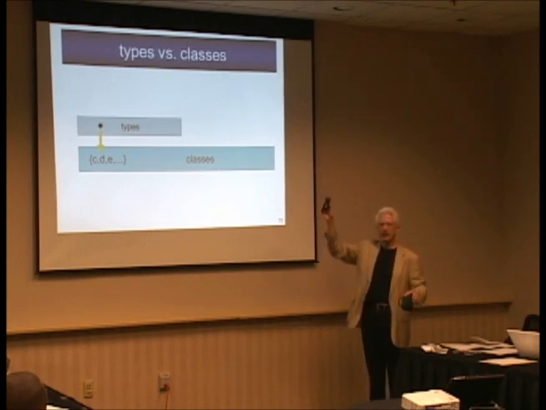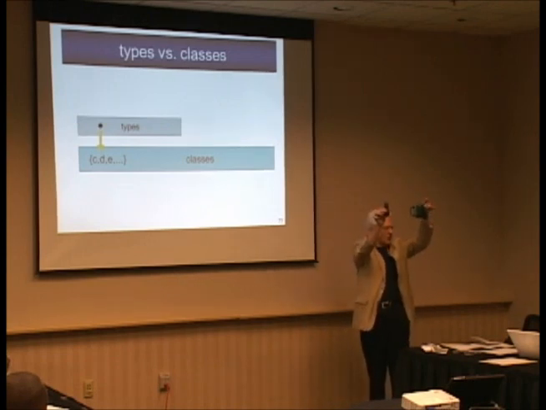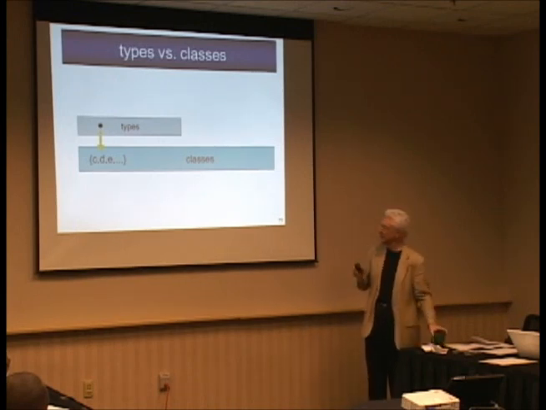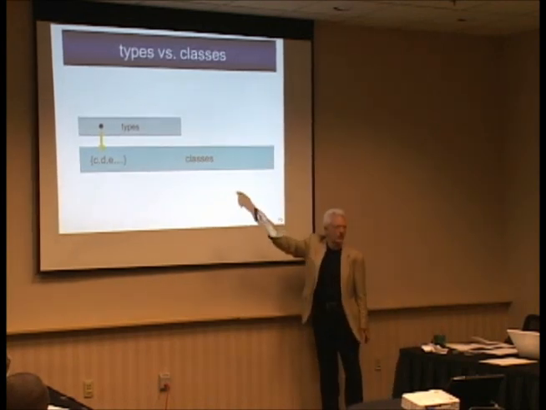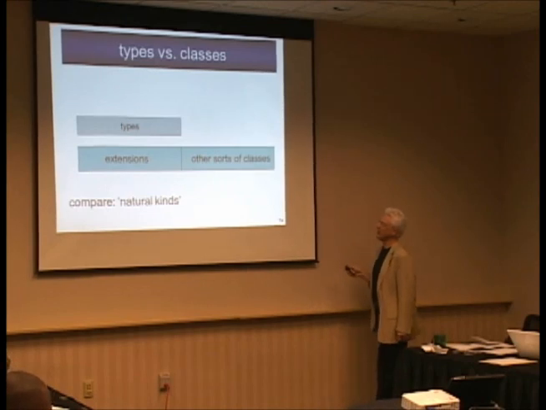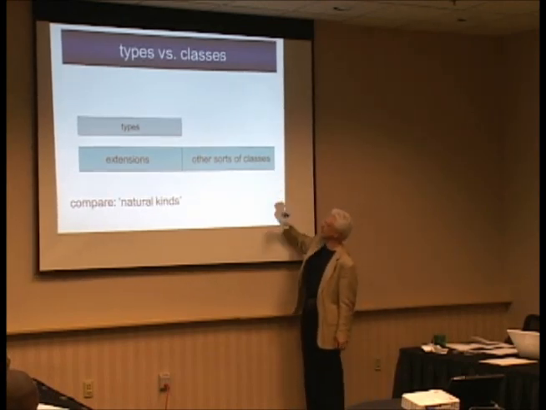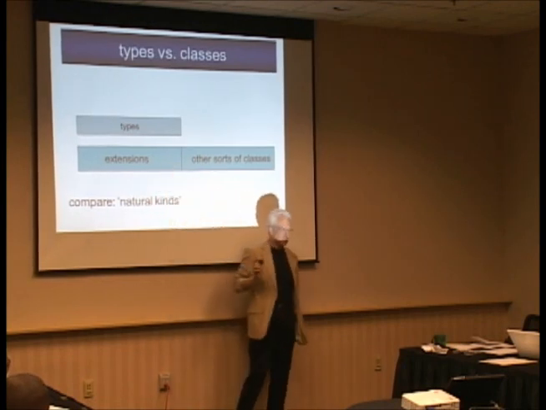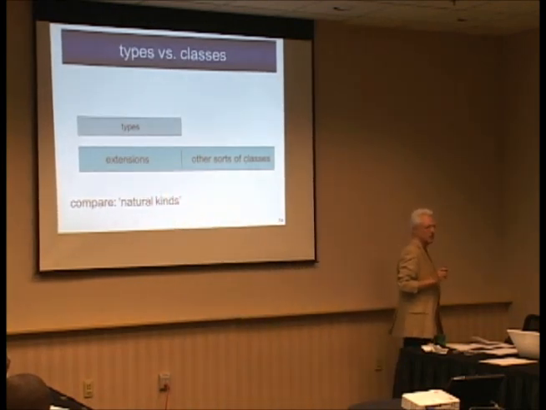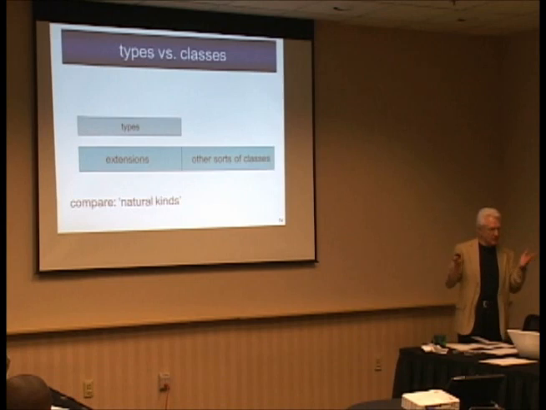whatever it is, and this. This is a class which is not the extension of any type. So there are many, many classes which are not extensions of types. And we call those other sorts of classes. And some people use the word natural kind for these things, extensions. So the Homo sapiens is the class of human beings, it's the natural kind.